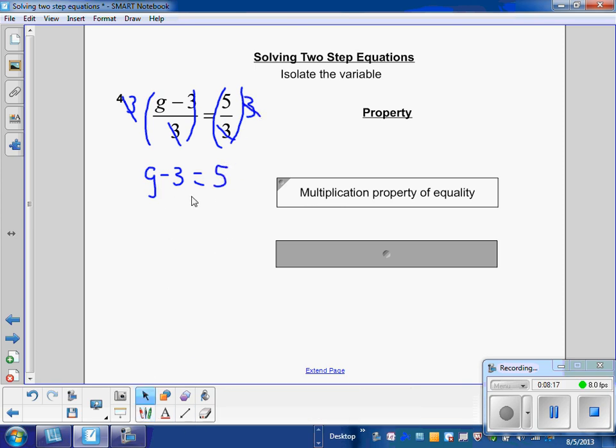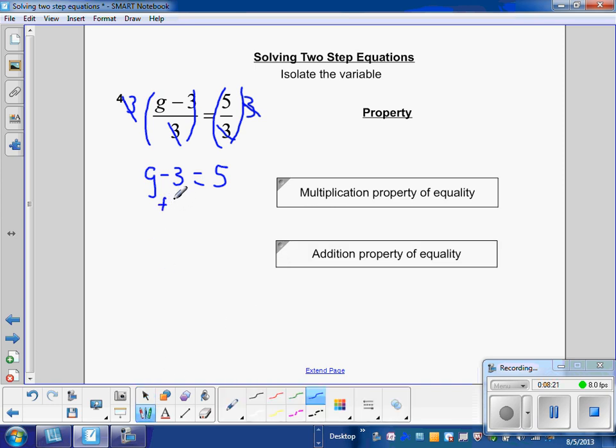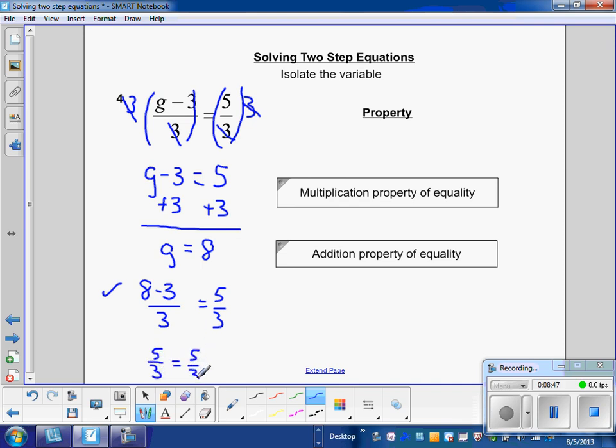So now I need to isolate g, so I'm going to use the addition property. So go ahead and check. g is equal to 8, so I say 8 minus 3 over 3 is equal to 5/3. 8 minus 3 is 5. 5/3 is equal to 5/3. And that's how you solve two-step equations.